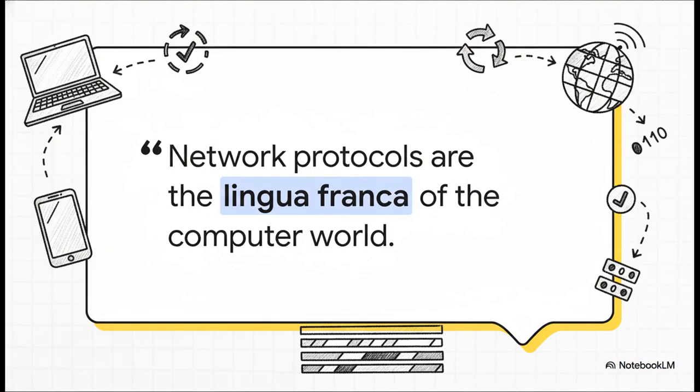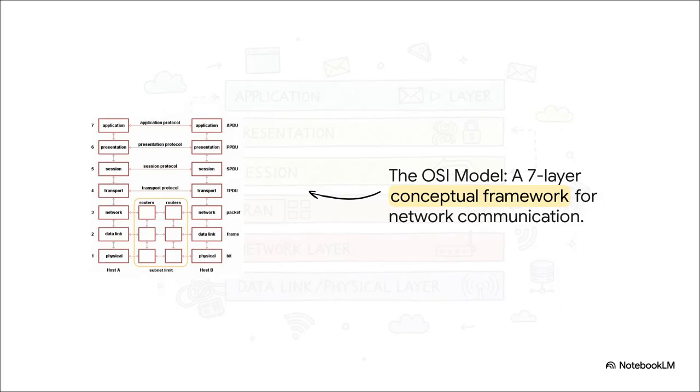For any two devices to communicate, they need a shared set of rules. We call these protocols. And these protocols, well, they're basically the common language of the internet. They define everything, from how data should be formatted and addressed, to how to handle errors and make sure things actually get delivered.